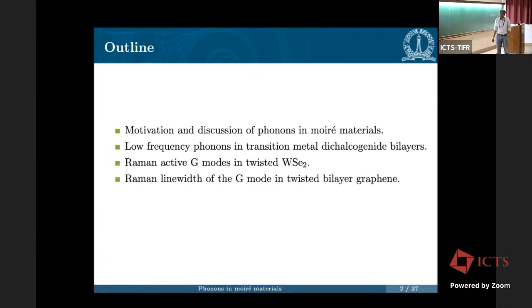So here's a brief outline of what I'm going to talk about. We've heard a lot about electronic structure in these twisted TMDs, for example in Abhay's talk just before this one. But there are also some very interesting things that one can do with phonons in these materials, and that's one of the things I'd like to focus on. So I'll talk about low frequency phonons in TMD bilayers, the Raman active modes in twisted WSe2, the same material that Abhay was talking about, and Raman line width in the G mode in twisted bilayer graphene.